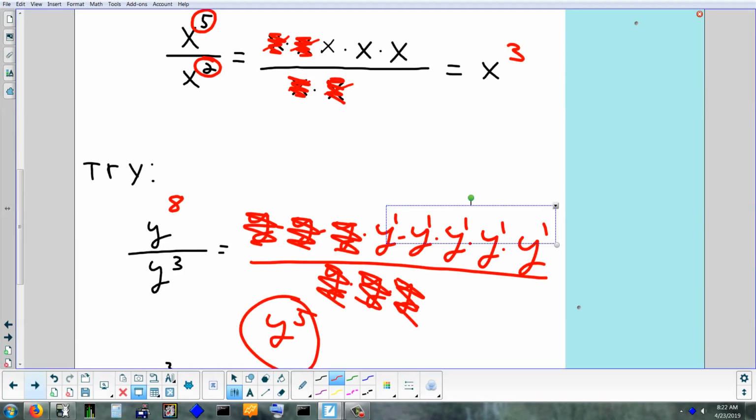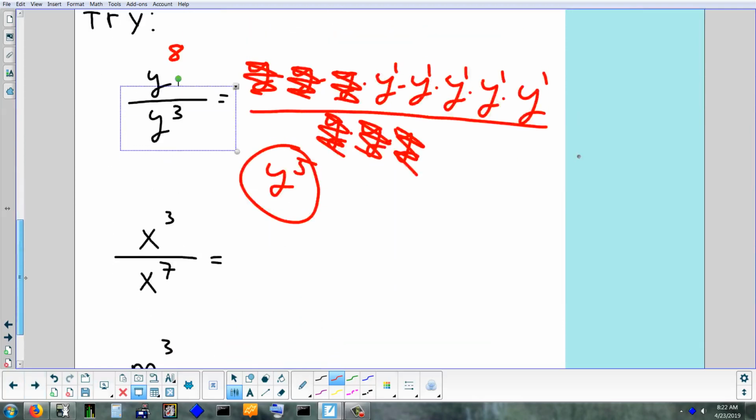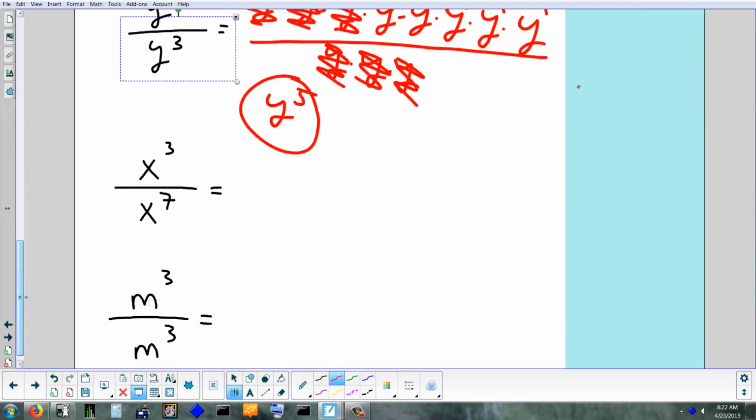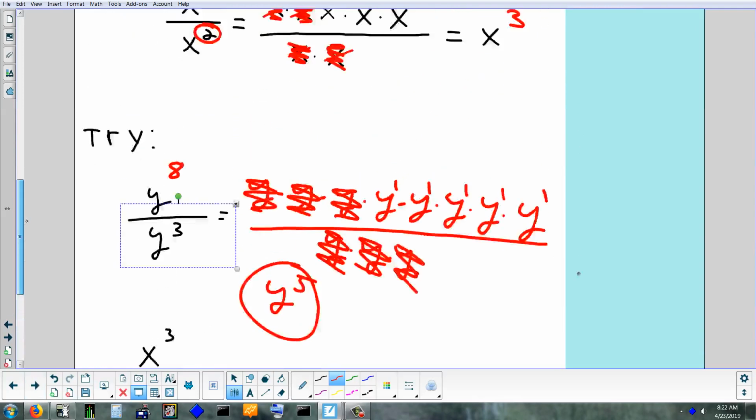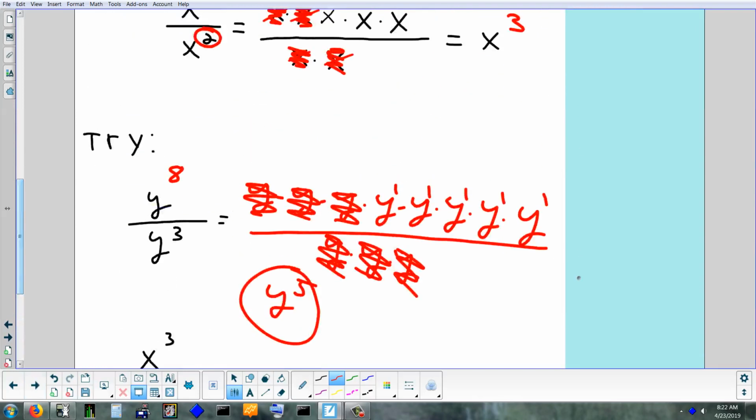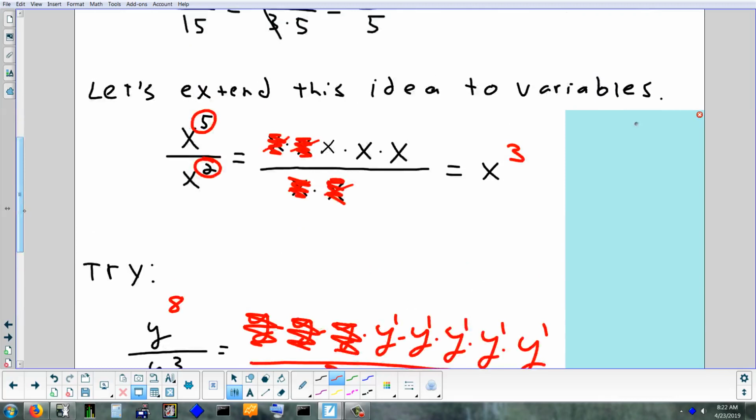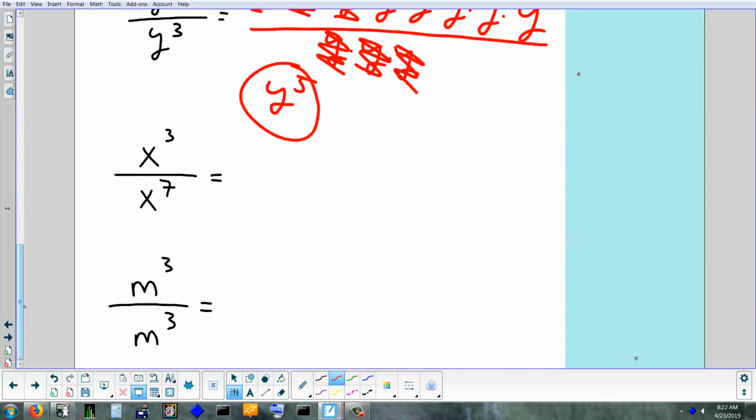So it's not really a new rule. It's just based on rules we did yesterday. Okay. And 8 minus 3, sure enough, gives you 5. So that rule works there. So let's look at what happens with this one. Okay. Any questions on what happened with that one? Okay. When you look at that, where did you have more y's to start? You had more on the top. Okay. When we did this one, where did you have more y's to start? The top. Okay. Let's look at this one.